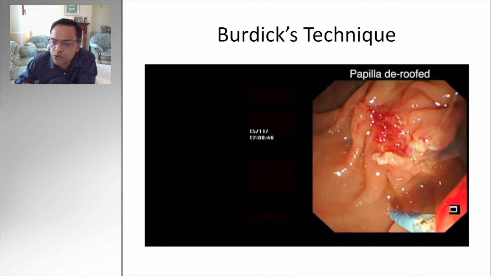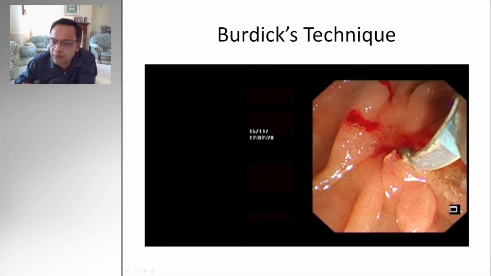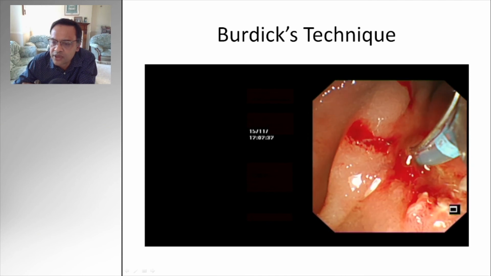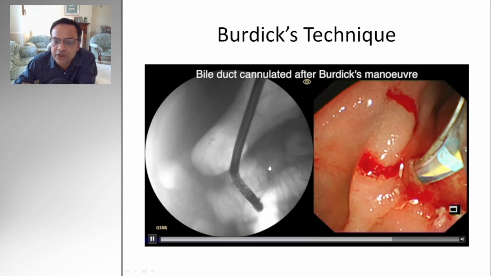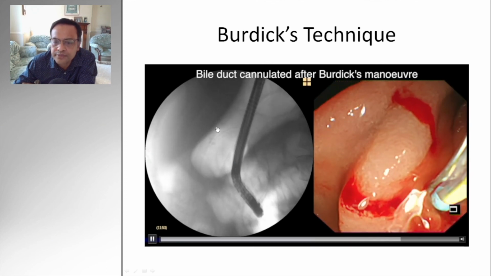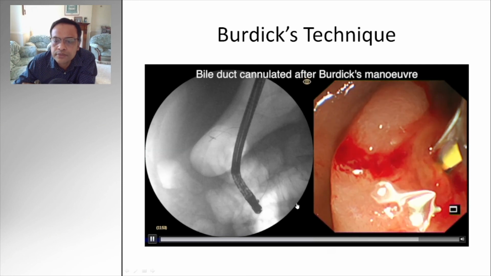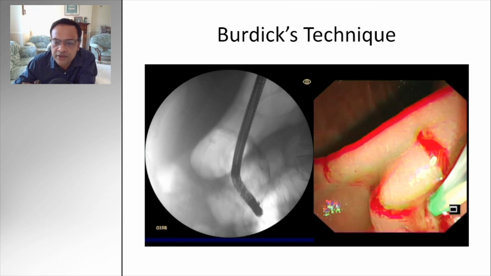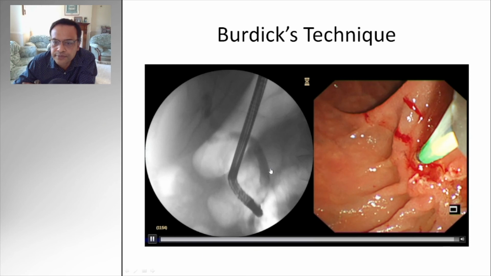After deroofing the papilla, we then attempt to cannulate the bile duct using a wire-assisted technique. And you can see the wire here in the bile duct. The cannula is then followed through, and contrast is injected, showing a stone in the lower common bile duct here.